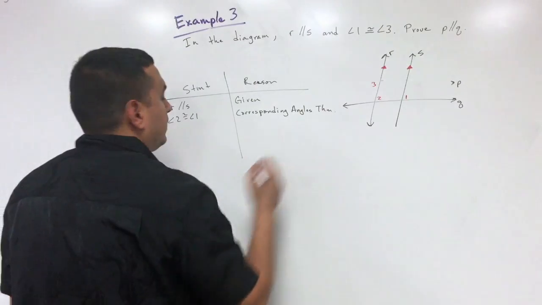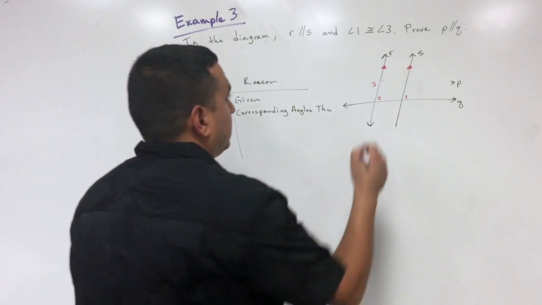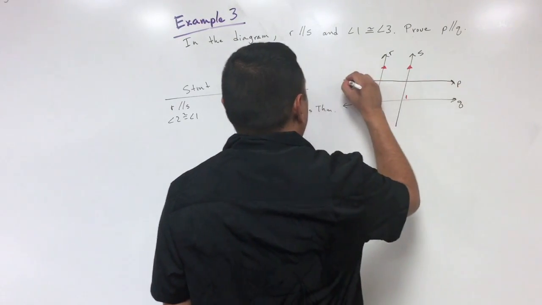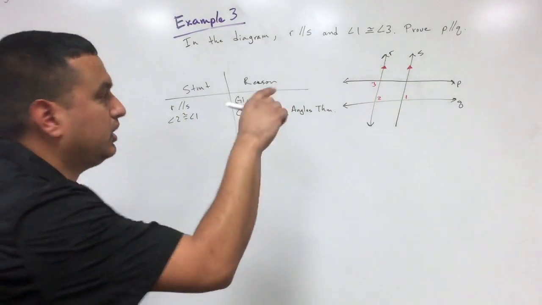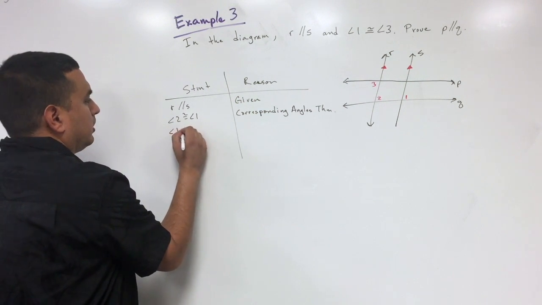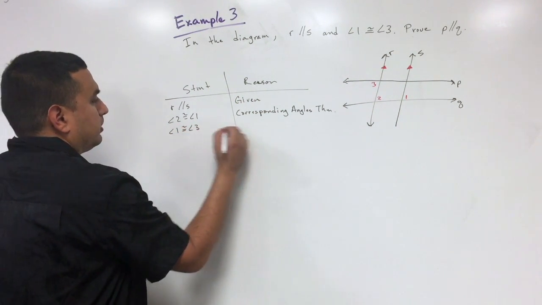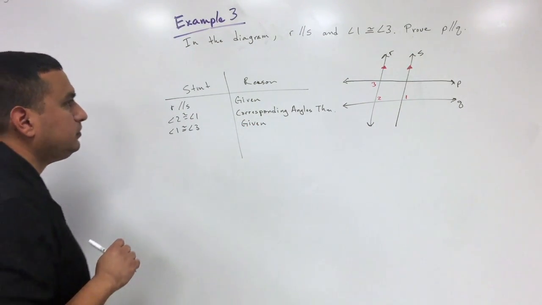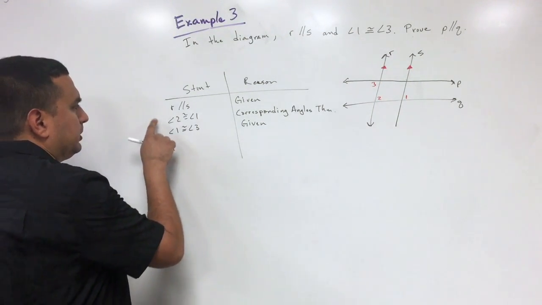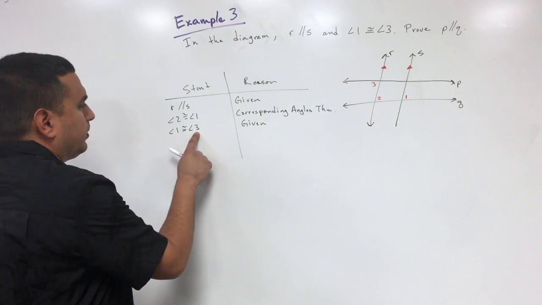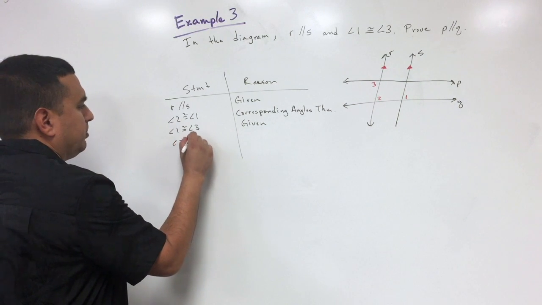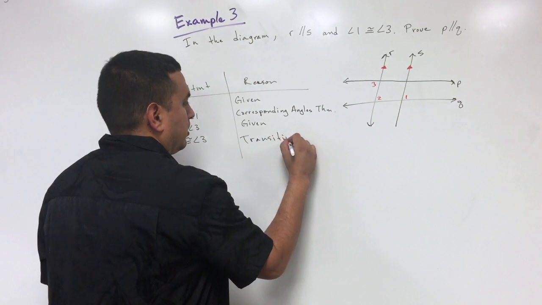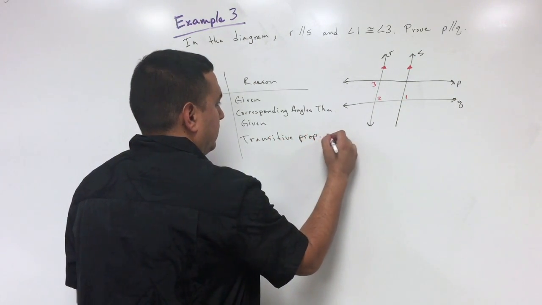Okay. All right. Now, scroll this back up here. Now we can use that second given. I know angle 1 is congruent to angle 3 because that was given to us. Okay. So I know that since angle 2 is congruent to angle 1 and angle 1 is congruent to 3, that means that angle 2 has to be congruent to angle 3 by the transitive property of congruence.